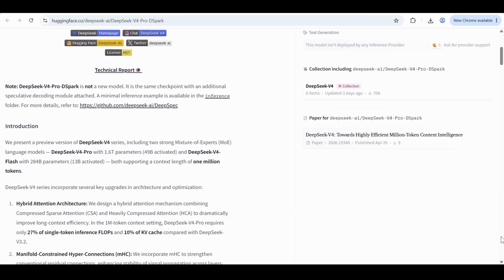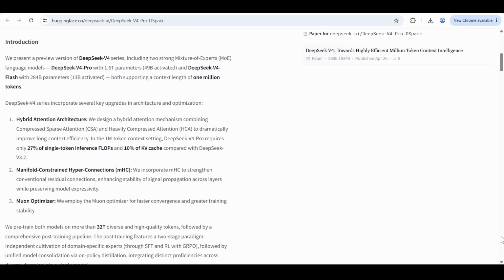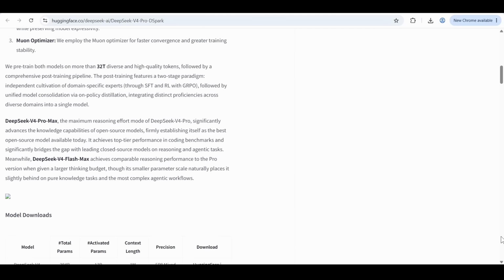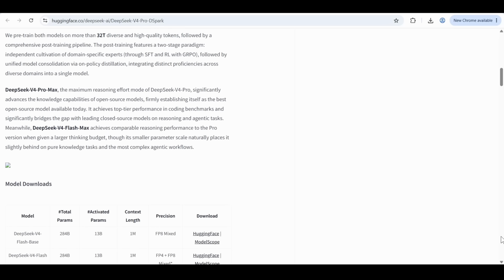All right, to run this at a reasonable speed, you are looking at a serious multi-GPU setup. And I'm not going to walk you through a step-by-step local demo in this video.